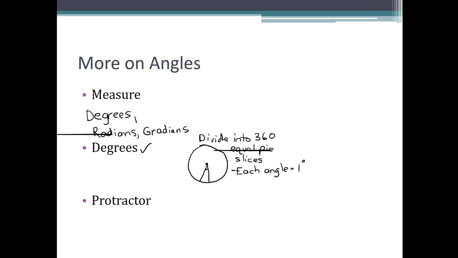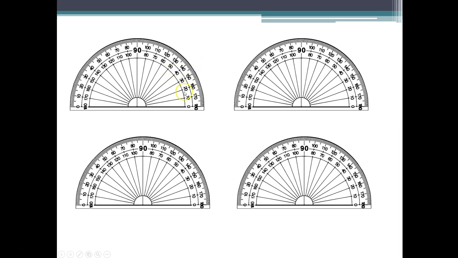Now for us, since we're dealing with degrees, if you want to deal with radians and gradients, go take other math classes like trig. But since we're dealing with degrees, we're also going to need to be familiar with just what a protractor is. It's a measuring tool for angles, and we use it to measure degrees. Here are pictures of 4 of them.